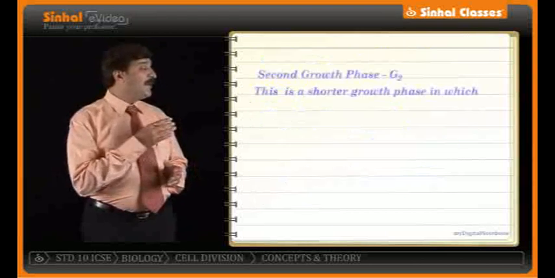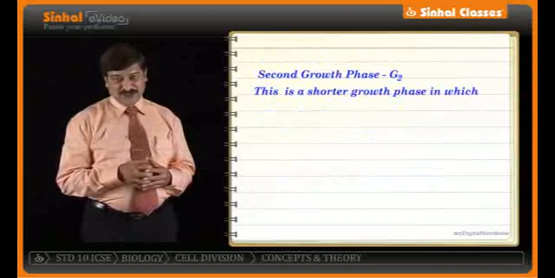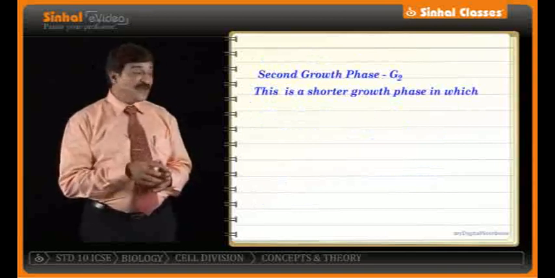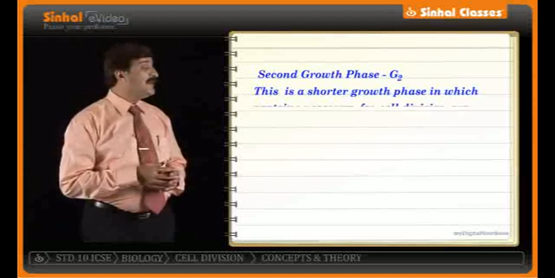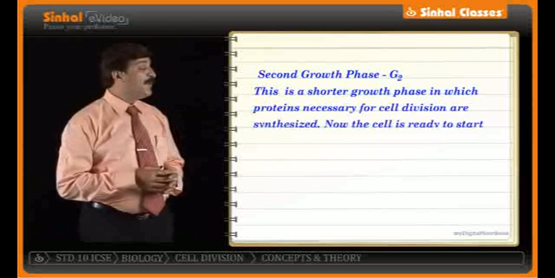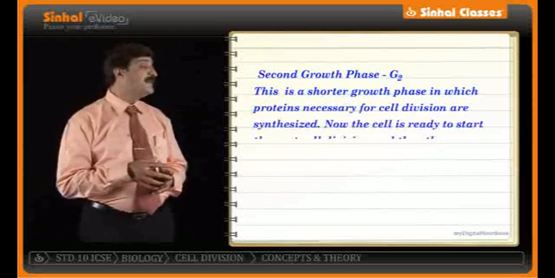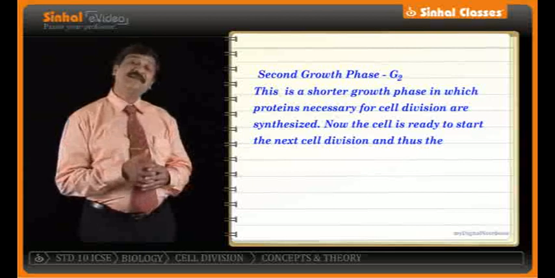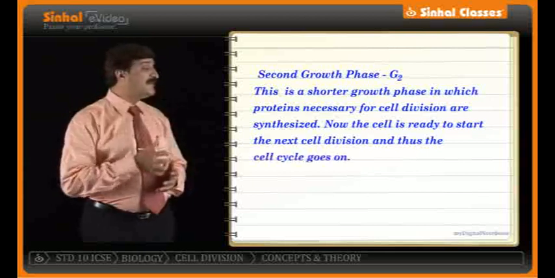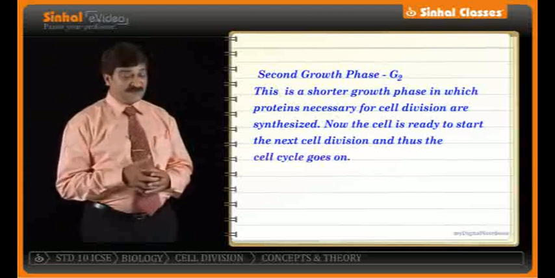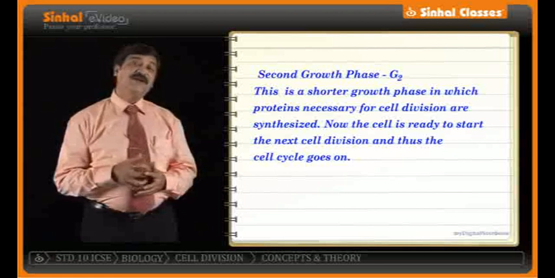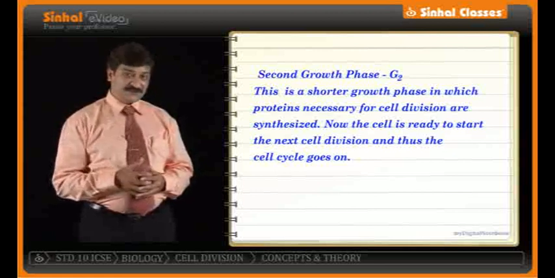The second growth phase is G2. So, G1, S, G2. G2 is a shorter growth phase because the proteins necessary for cell division are synthesized. So, this is a phase where the proteins necessary for the cell are already synthesized. Now, the cell is ready for the next cell division.